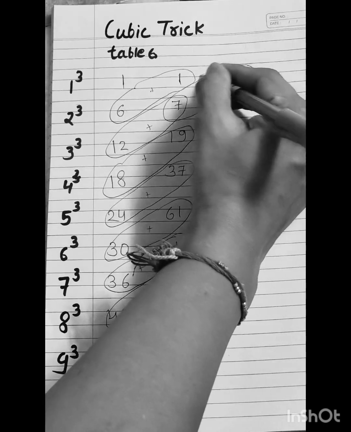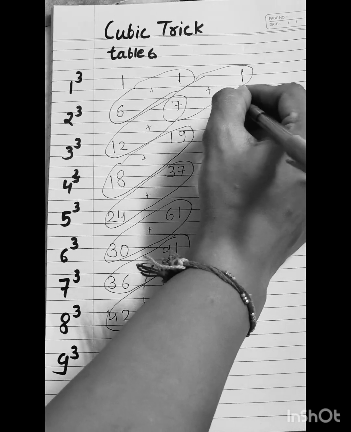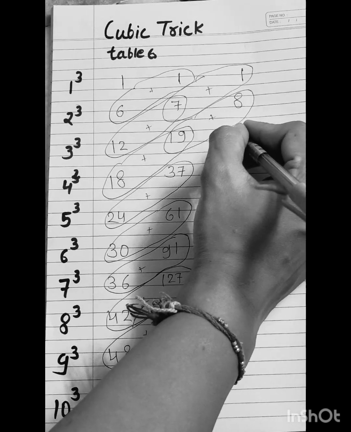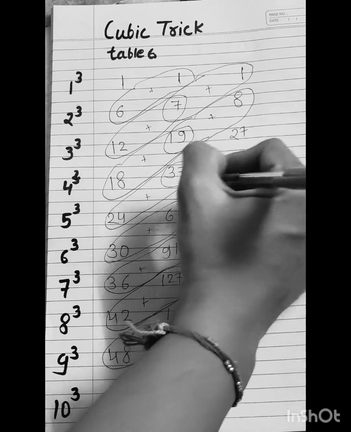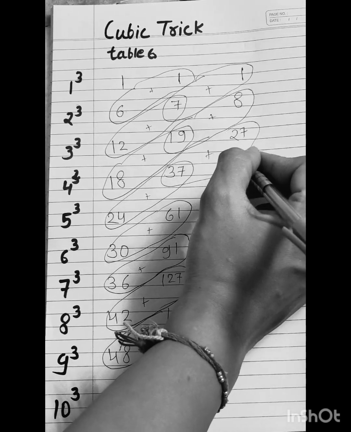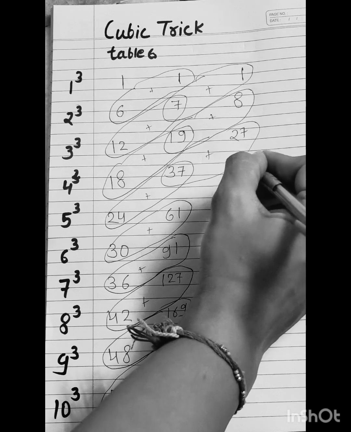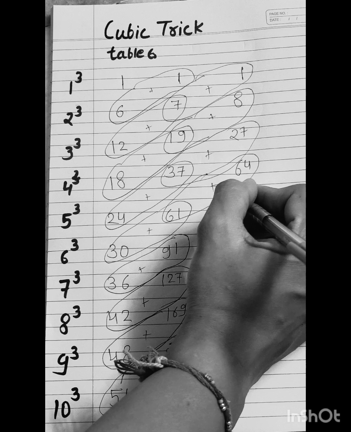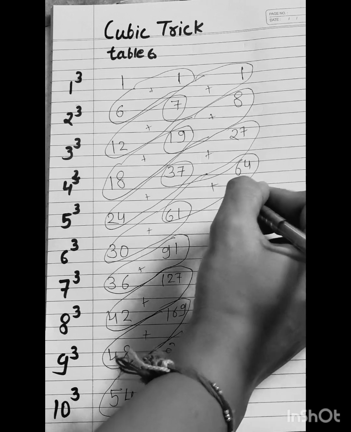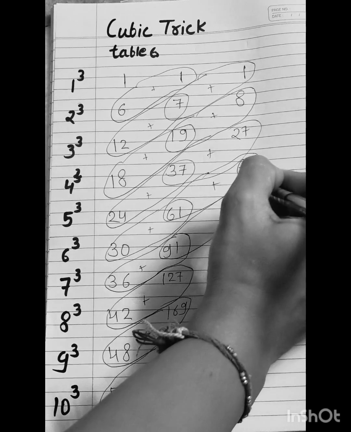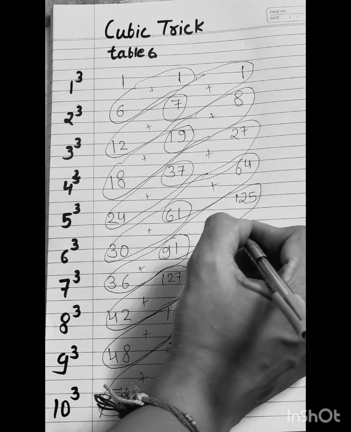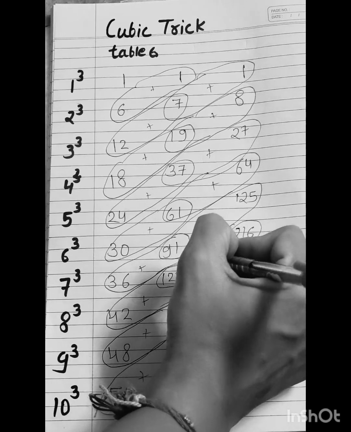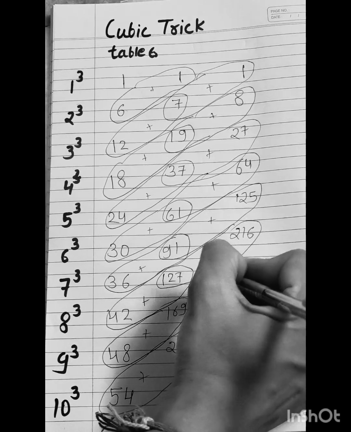So 7 plus 1 is 8. 19 plus 8 is 27. Now 37 plus 27 is 64. 61 plus 64 is 125. Now 91 plus 125 is 216. Now 127 plus 216 is 343.